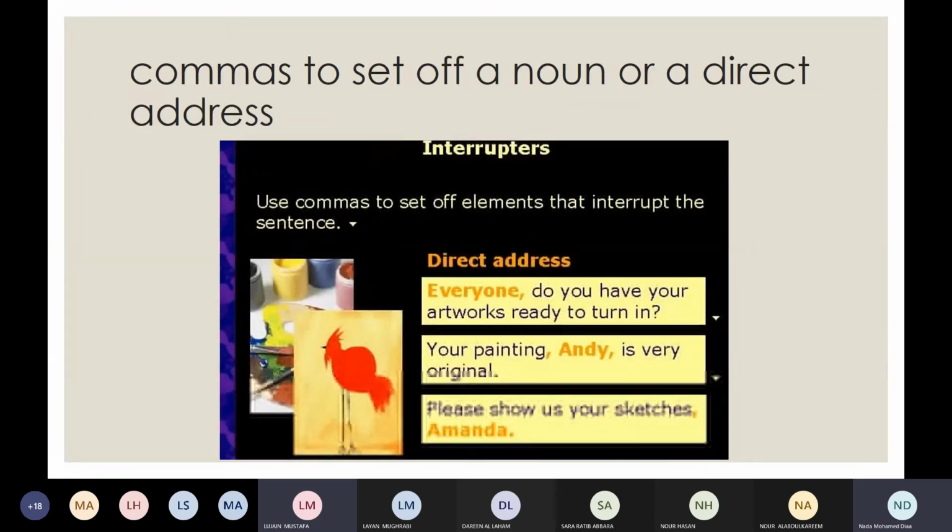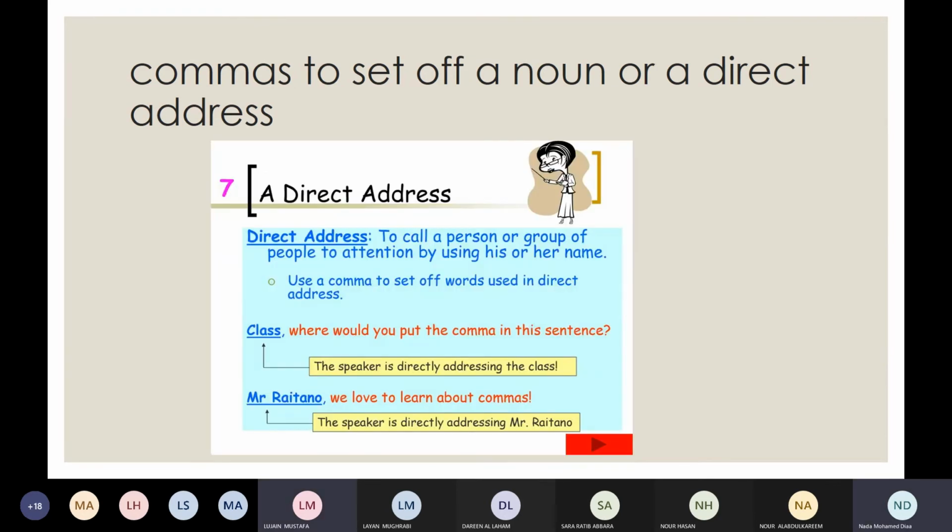If we have a direct address, which is when you call someone or you're talking to a specific person, if it's in the middle of the sentence, or the beginning or the end, we should put it between two commas, or at the beginning before a comma. Yes, dear, excellent. So when you call someone by name, right? Lujain, when I say Lujain, right? Here, the same.